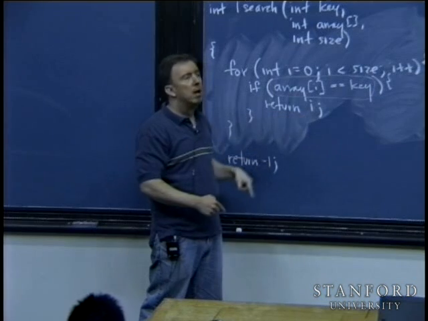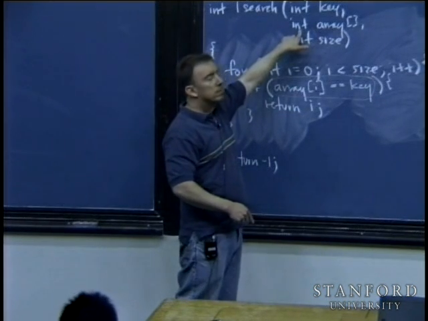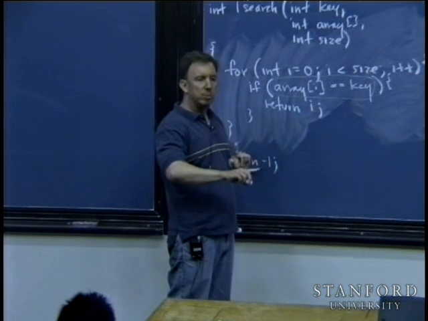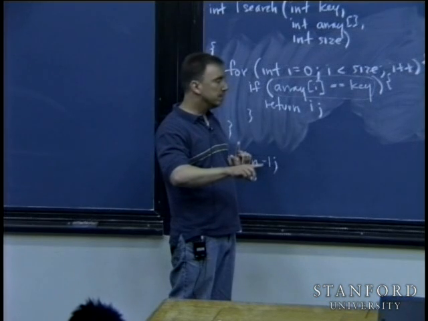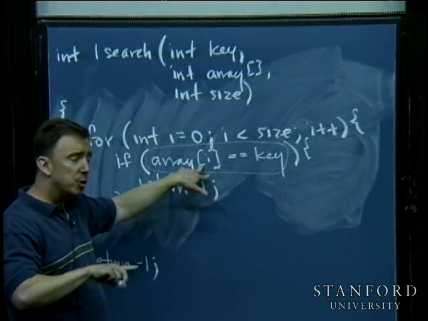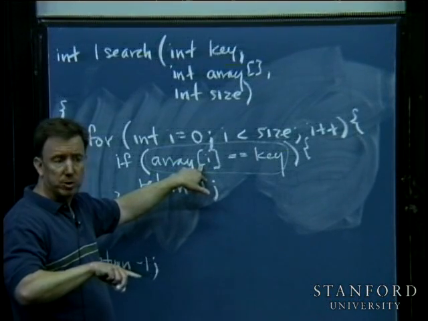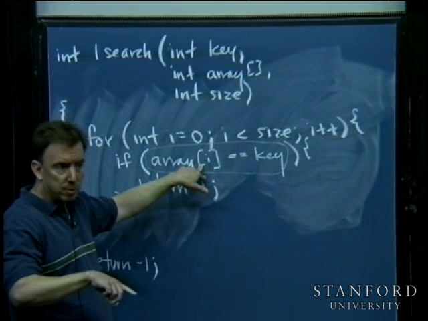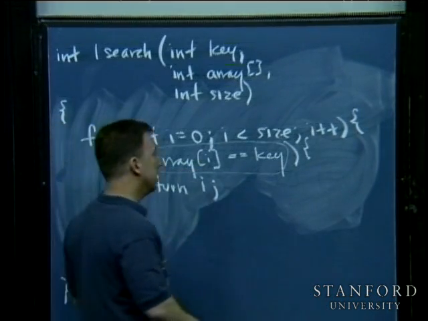If I make this a void star, then all of a sudden I lose the implicit pointer arithmetic that comes with array notation. In fact, you can't use array notation on a void star for the same reasons you can't dereference it. Okay, there's no size information that accompanies it.